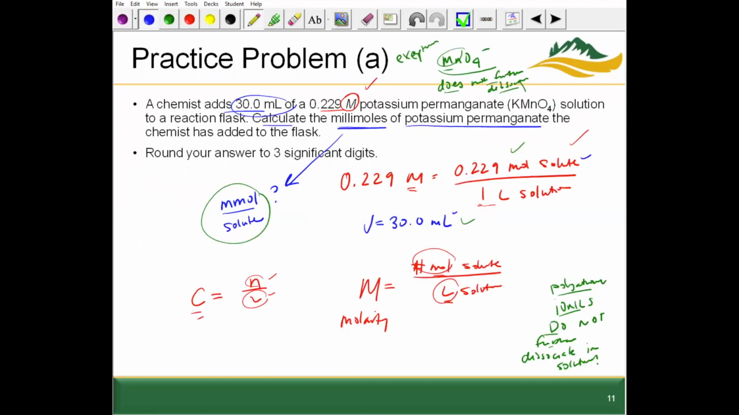One thing we should look at first is we have liters of solution. That comes from our molarity term. But here we have 30.0 milliliters. So the first thing we could do is convert this into liters, so then these units will be equal.